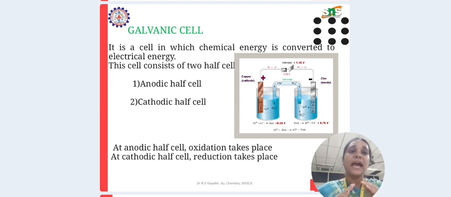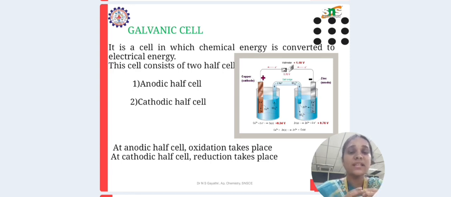In the anodic half cell oxidation takes place, and in the cathodic half cell reduction takes place. We all know oxidation is a loss of electrons, and reduction is a gain of electrons. So at the anode a loss of electrons takes place, and at the cathode reduction takes place: anodic oxidation and cathodic reduction.